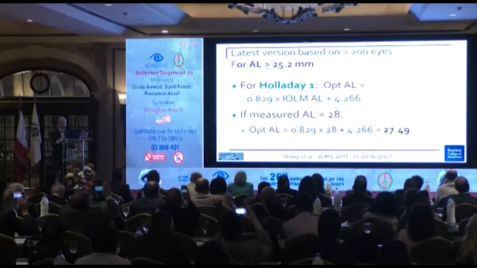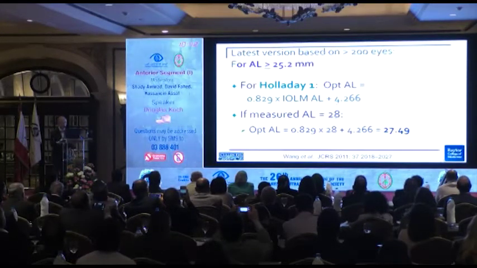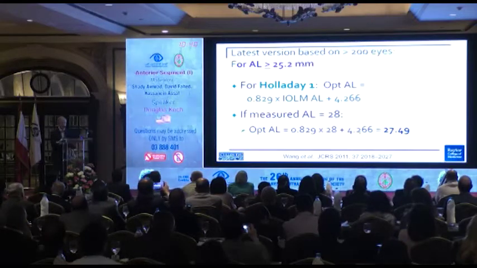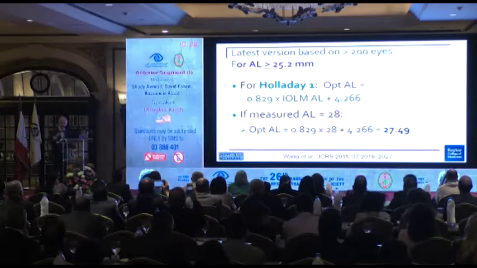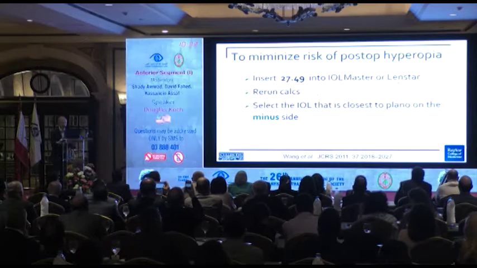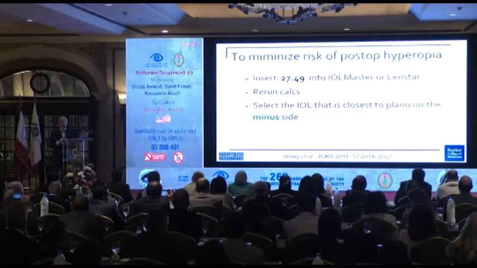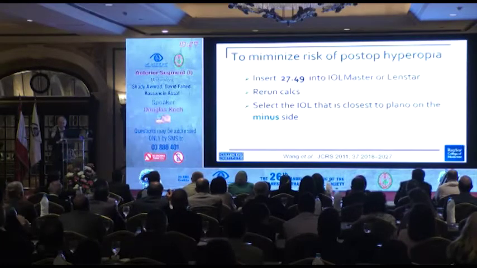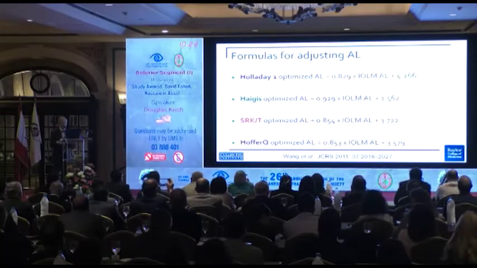It looks kind of crazy with all those values. But if you have a measured axial length of 28, you insert that into the formula here, and you end up with a new value of 27.49. You put that back into your formula and into the LensStar or the IOL Master, rerun the calculations, and you select the IOL that is closest to plano on the minus side. So the first click on the minus. And these are the formulas. They're published and available.